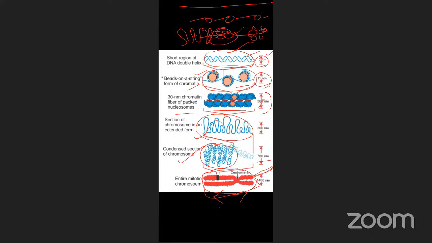Next, how does it look like? Rod shape. So chromosomes are found as rod-like structures present in the nuclei of cells. Who observed this rod-like structure the first time? This rod-like structure was first observed by Carl Nageli.